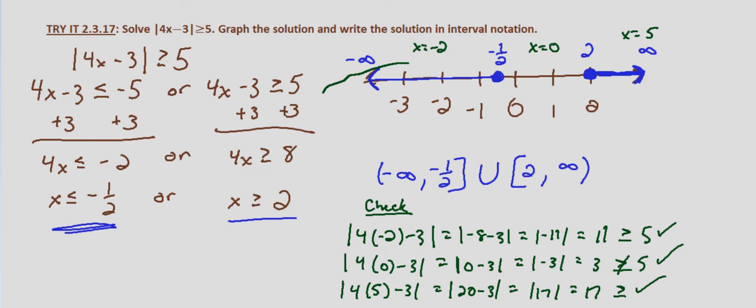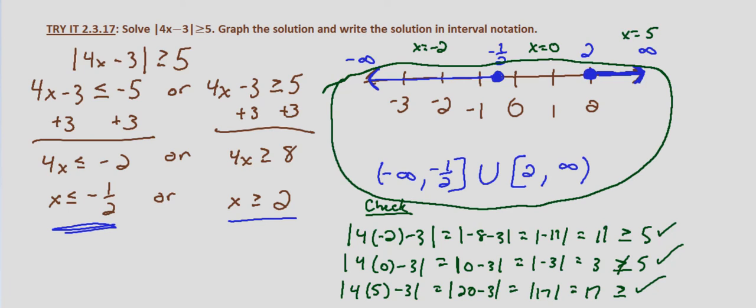So here is the graph and the interval notation for the solution to the absolute value of 4x minus 3 is greater than or equal to 5.